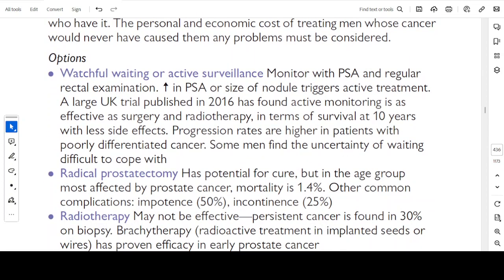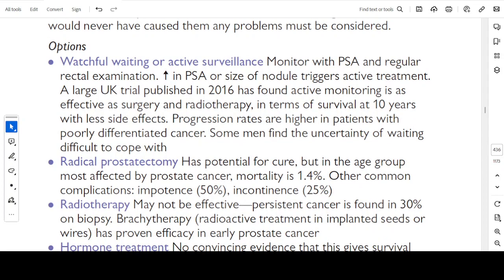Options: watchful waiting or active surveillance, monitoring with PSA and regular rectal examination. An increase in PSA or size of the nodule triggers active treatment. A large UK trial published in 2016 has found active monitoring is as effective as surgery and radiotherapy in terms of survival at 10 years, with fewer side effects. Progression rates are higher in patients with poorly differentiated cancer, and men find the uncertainty of waiting difficult to cope with.